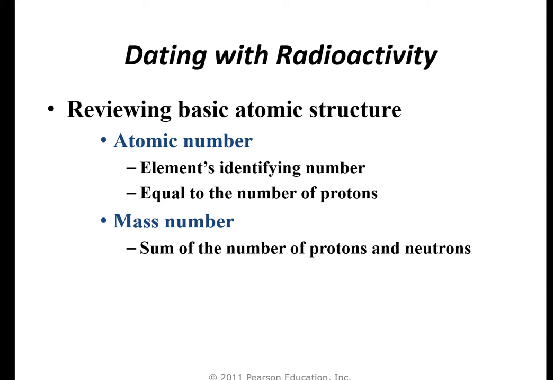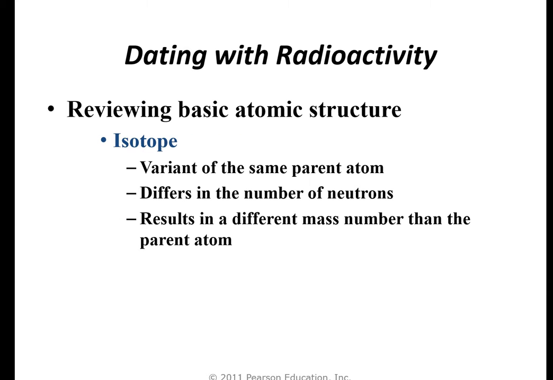The atom can be identified by an atomic number and a mass number. The atomic number is the element's identifying number, equal to the number of protons in the nucleus. The mass number is the sum of the numbers of protons and neutrons. Now, I like to call this flavors. You can have different flavors of an atomic structure. And so the term for this is actually isotopes. They are a variant of the same parent atom. Maybe look at carbon. Carbon's got a number 12, but it can also come in 13 and 14. And so the difference is in the number of neutrons in the nucleus. It results in a different mass number than the parent atom.